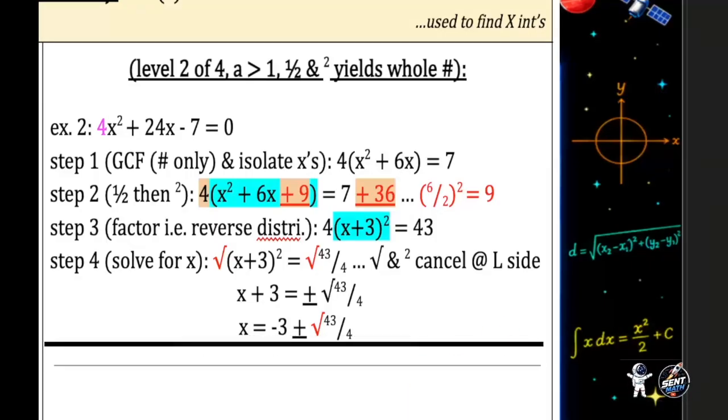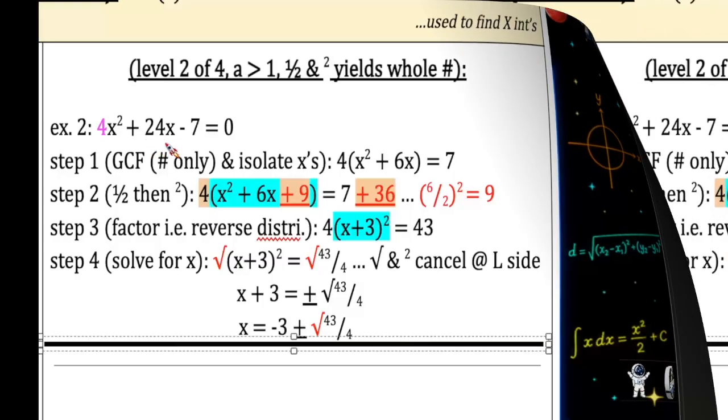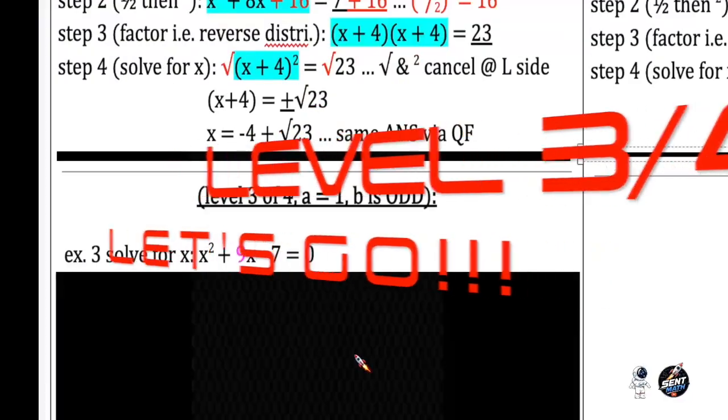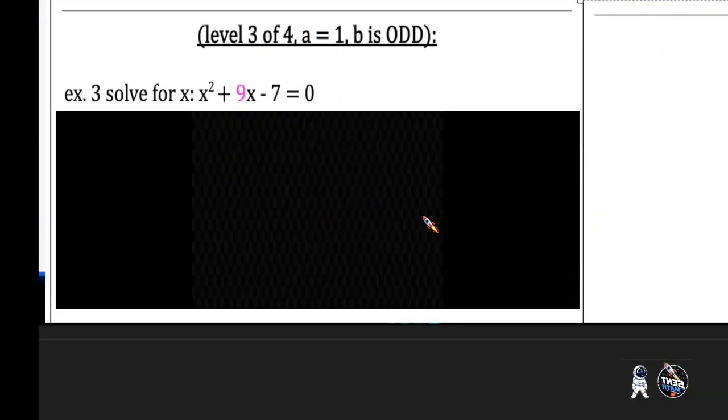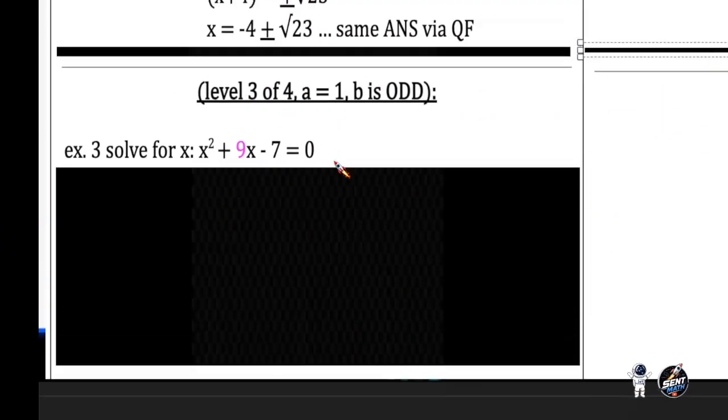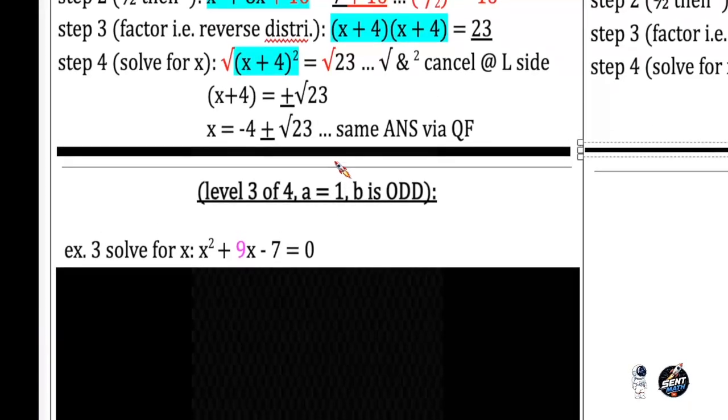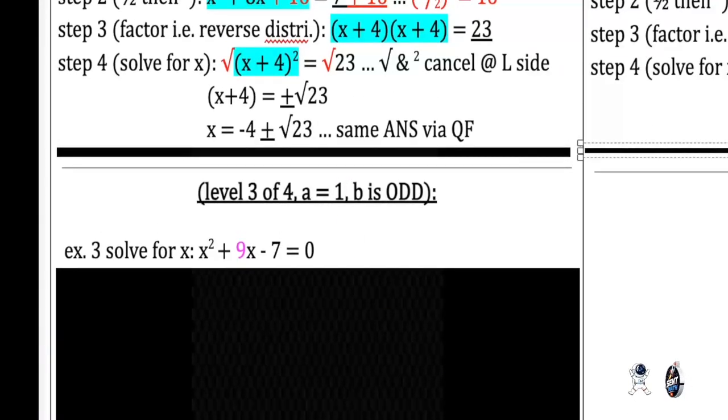All right, in the next example, which is level 3 out of 4, we are gonna return this back to an invisible one, and this number is gonna be an odd number. Here's the level 3 out of 4, okay? Let's see if I can include as much of the previous examples as possible. So in level 3 out of 4, you can see this is invisible 1 for the coefficient A, and this is an odd number for the coefficient B.